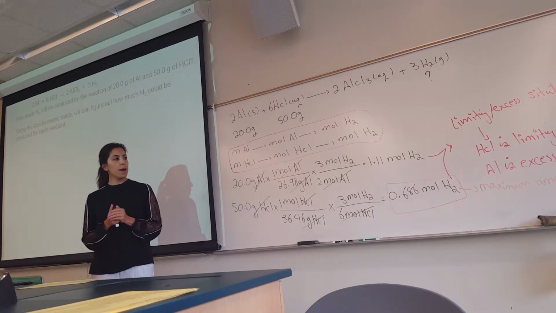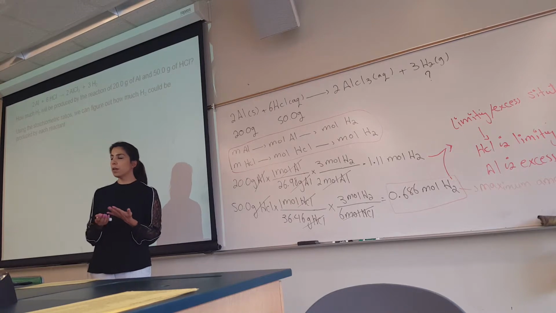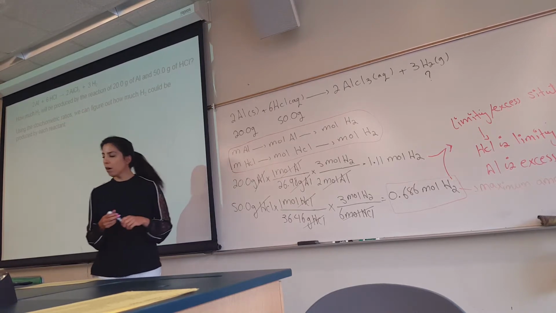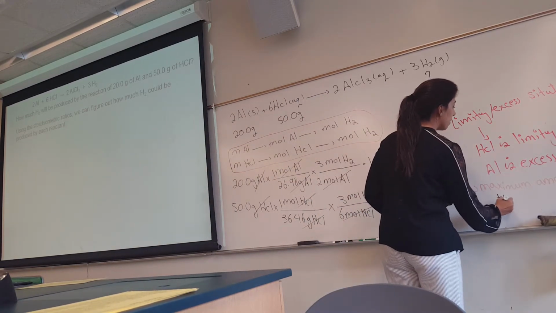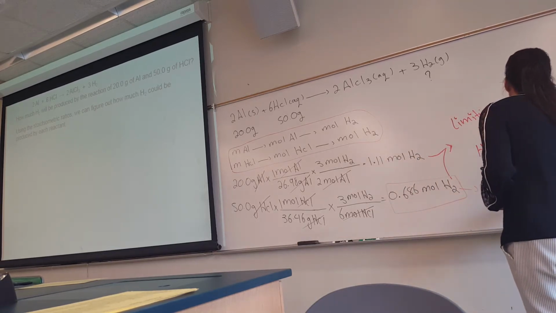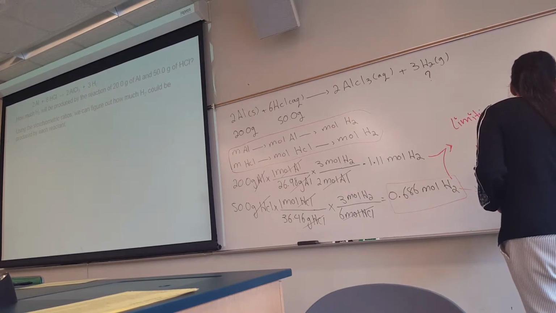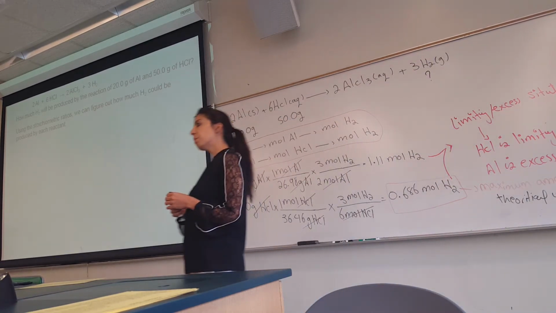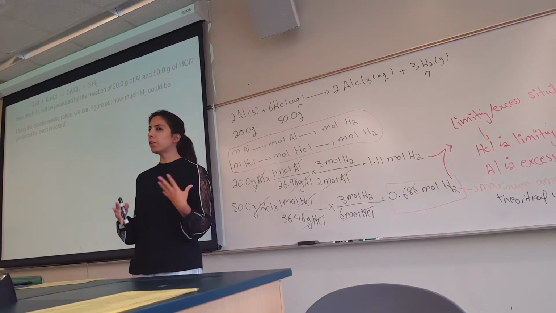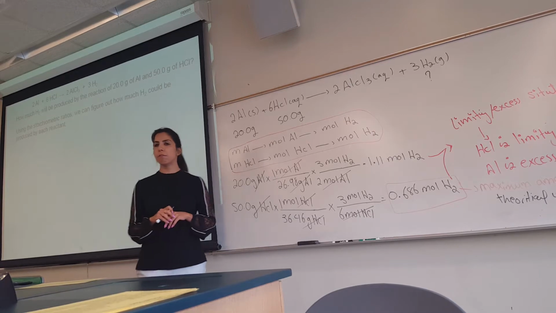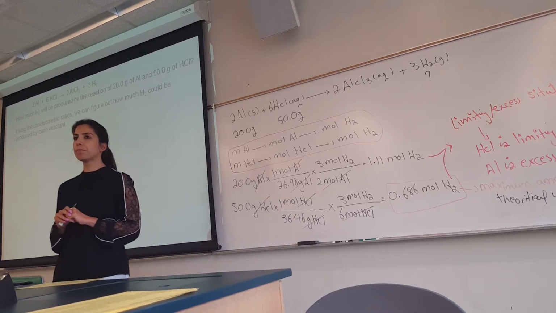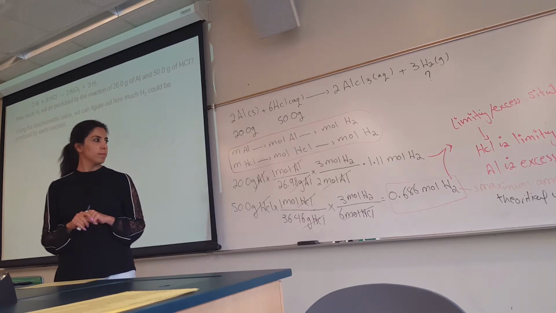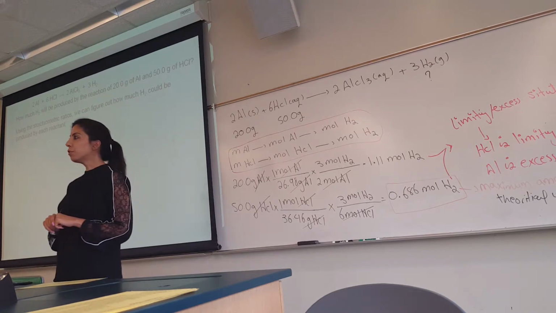So 0.686 moles of hydrogen, that's the maximum amount of hydrogen gas produced. That's the yield for your hydrogen gas. Or we also call this the theoretical yield of hydrogen gas. Why do I call this theoretical? It means that theoretically, using 20 grams of aluminum and 50 grams of hydrochloric acid, based on this reaction and calculations, I would expect to get 0.686 moles of hydrogen gas. Or this is the expected amount of hydrogen gas. These are all the different words, phrases, terms that you're going to hear in this type of question. Any questions so far?